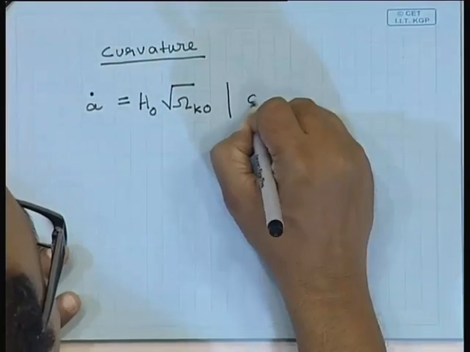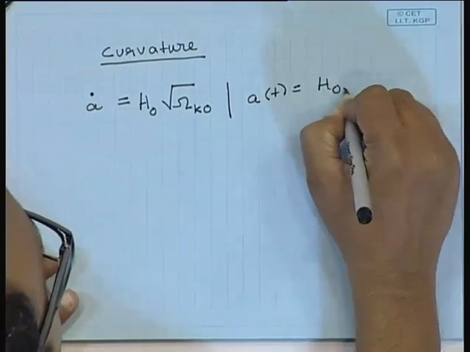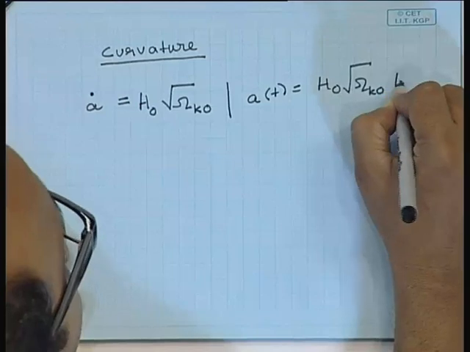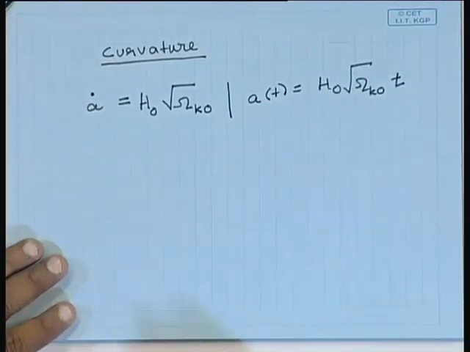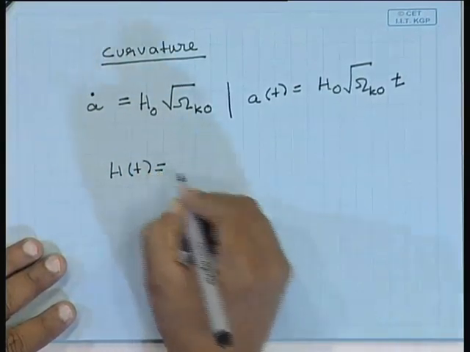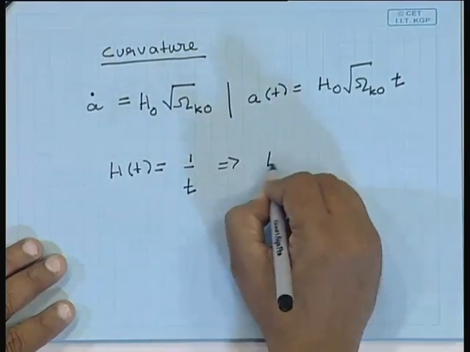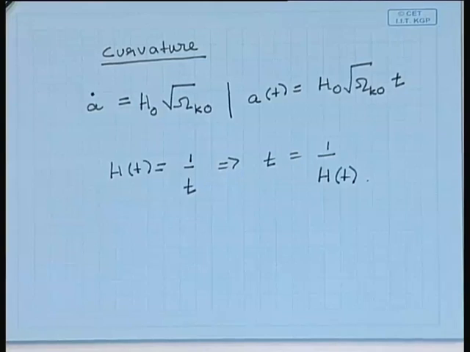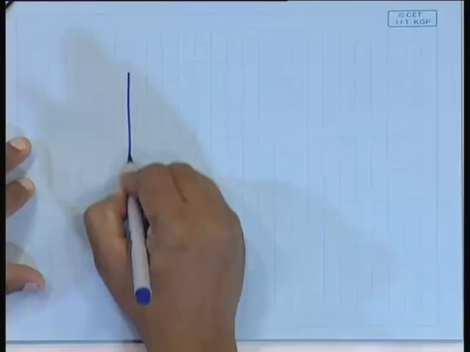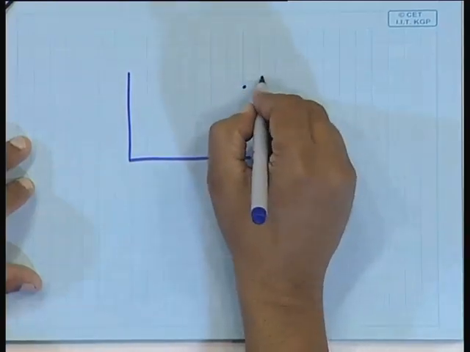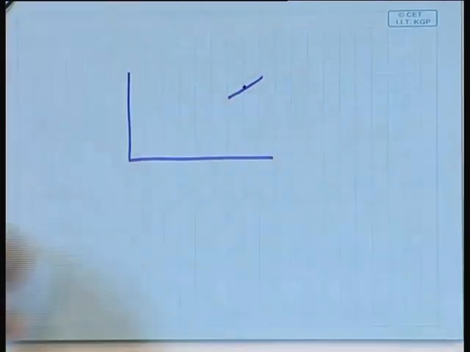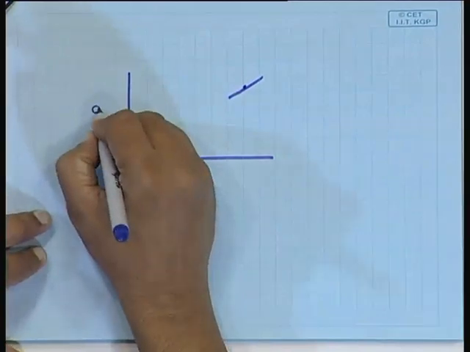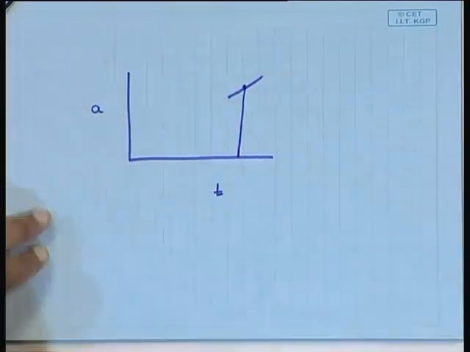The scale factor A of t is H naught square root of omega curvature naught into t. And the Hubble parameter H of t is 1 by t, or equivalently the age of the universe is 1 by the Hubble parameter. So we see that if there is no gravity, the expansion is a straight line. We know the slope, the present value of the Hubble parameter, which is essentially A dot. It tells us the slope of the expansion at present. So the slope at present is determined from observations.